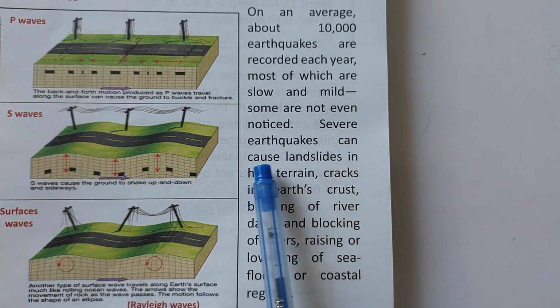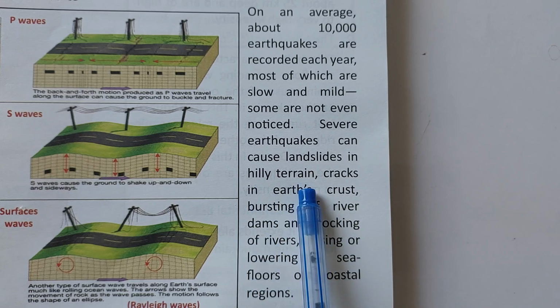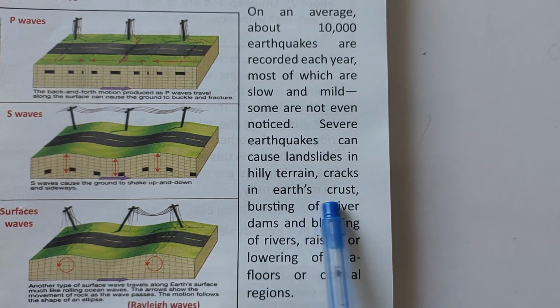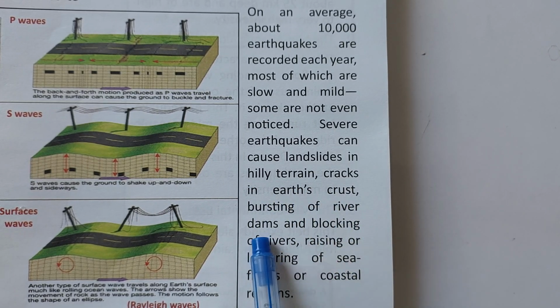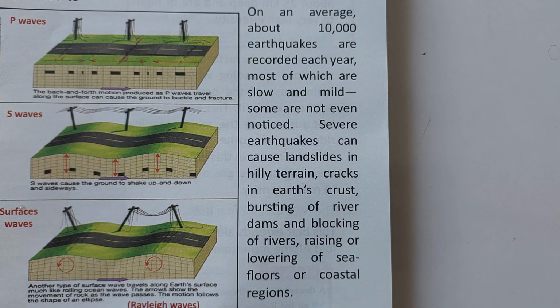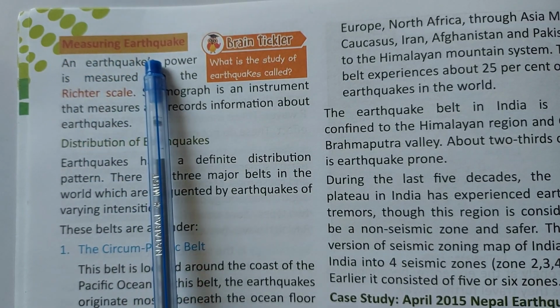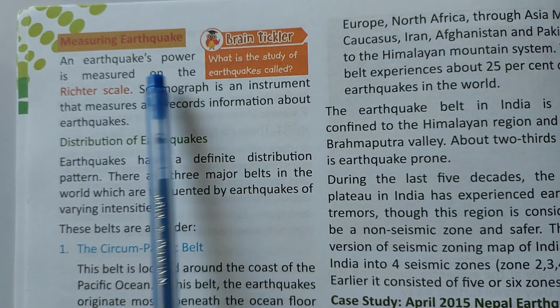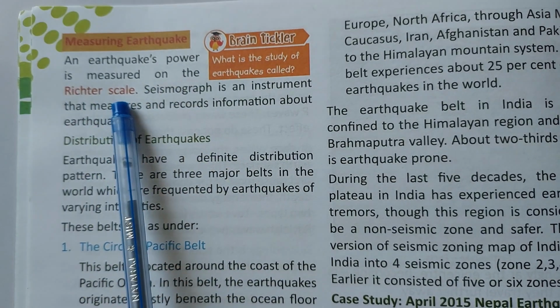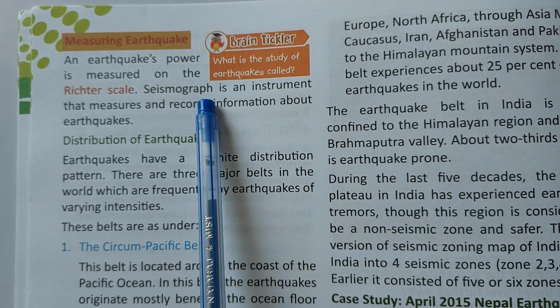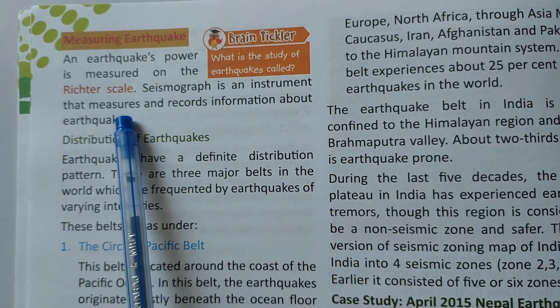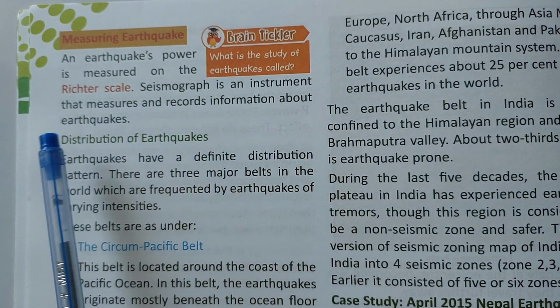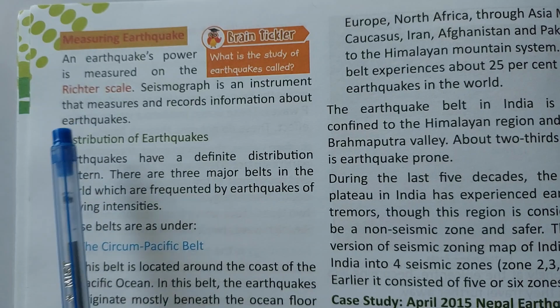Severe earthquakes can cause landslides in hilly terrain, cracks in Earth's crust, bursting of river dams, and blocking of rivers, raising or lowering of sea floors or coastal regions. Measuring earthquakes. An earthquake's power is measured on the Richter scale. A seismograph is an instrument that measures and records information about earthquakes.